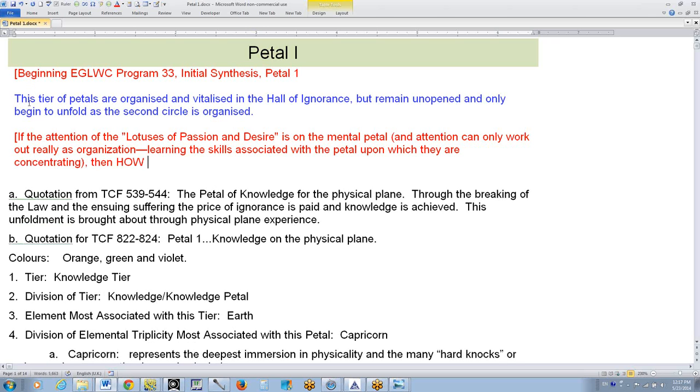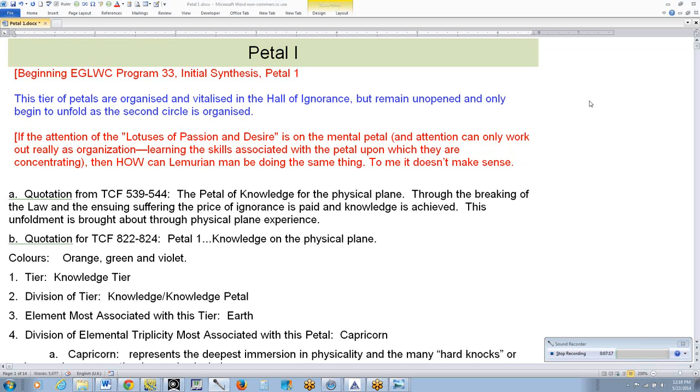then how can Lemurian man be doing the same thing? To me, it doesn't make sense. So, for many of the nice, good people who are basically intelligent, the third petal is the object of their attention.